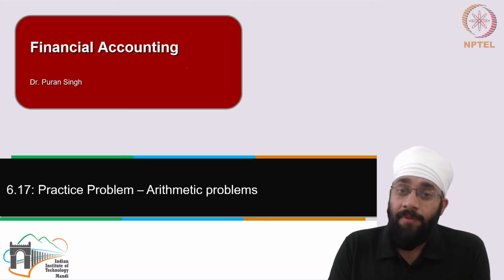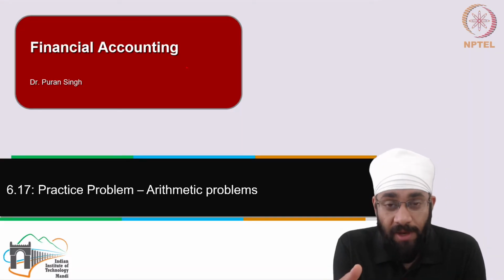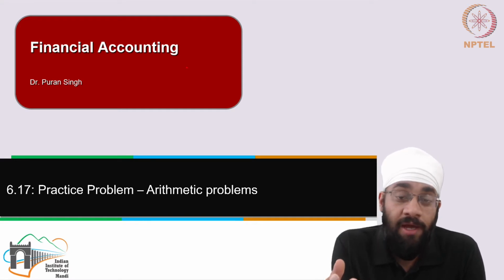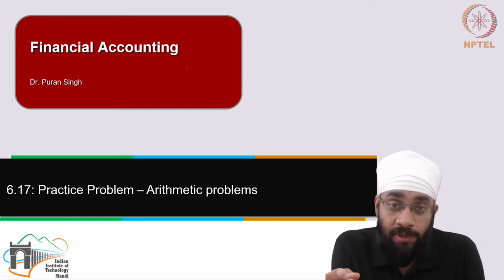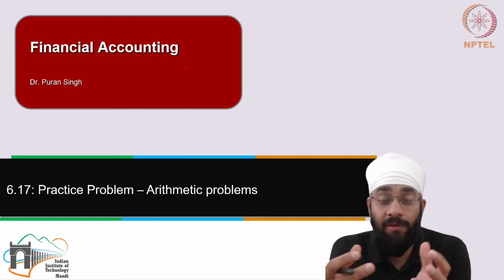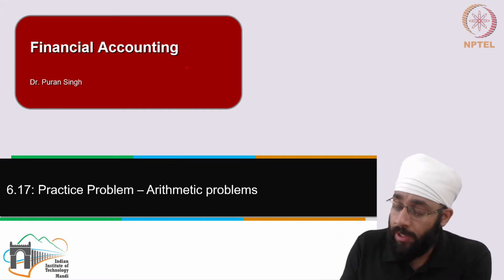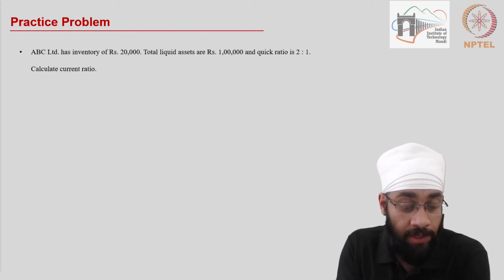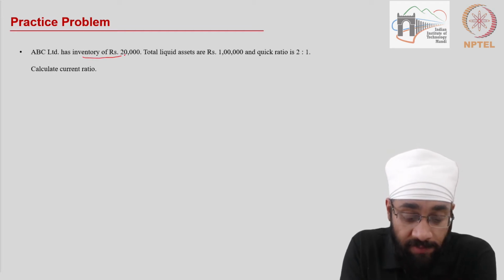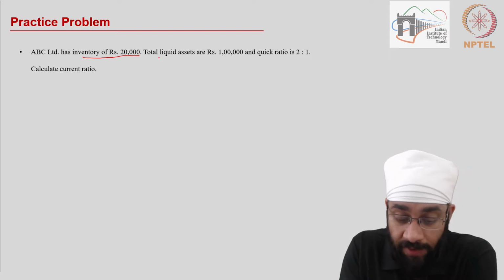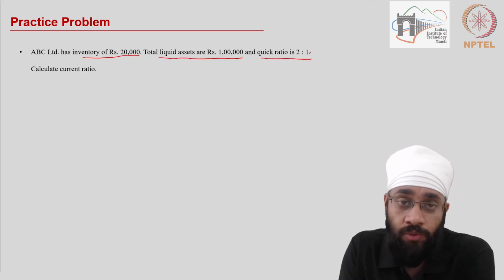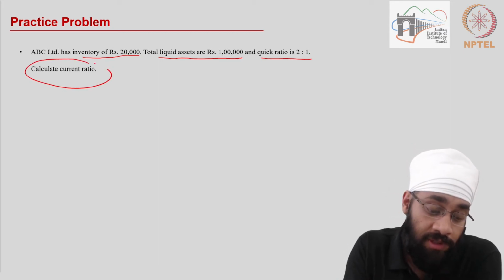In this practice problem, we are going to do some arithmetic problems just to reinforce the learnings that we have. This should help you set up a link between different kinds of ratios. So, for example, let's look at this practice problem. You have stock given as 20,000. You have liquid assets given as 100,000, and quick ratio is 2:1. You have to figure out the current ratio.